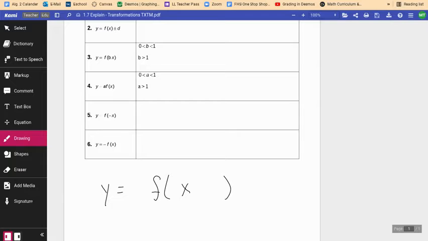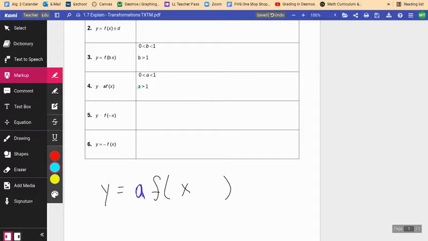The first value is represented by the letter A. This A is just going to be a number in front of f, so that first number is always going to be considered A. Now let's talk about what A can be. A can be one of three things, and this is where I want you guys to come and fill this out.